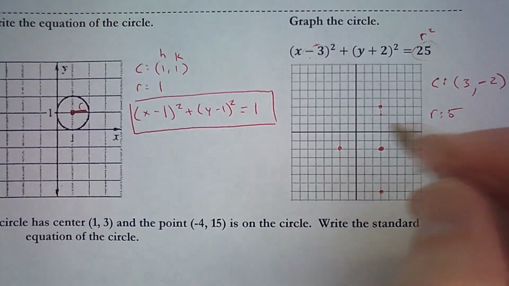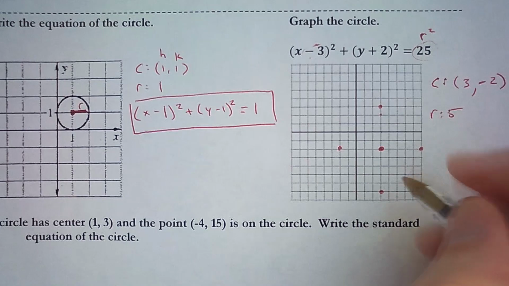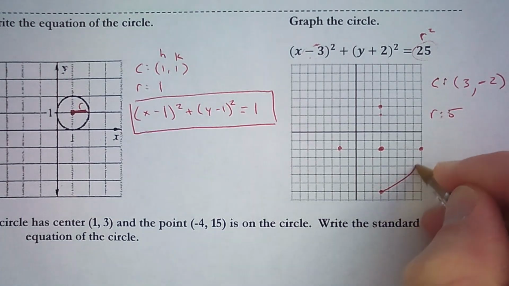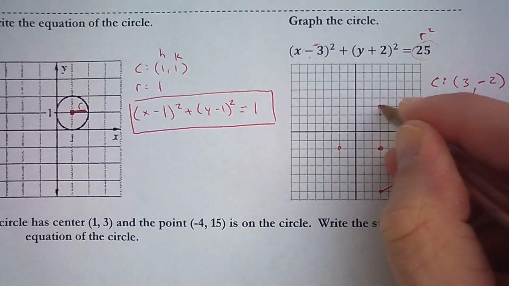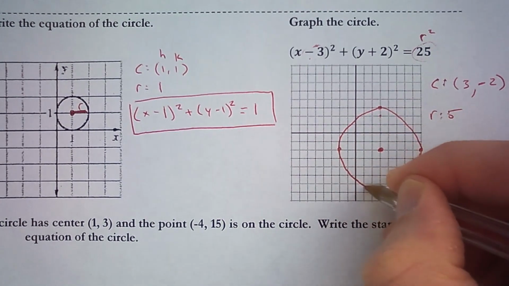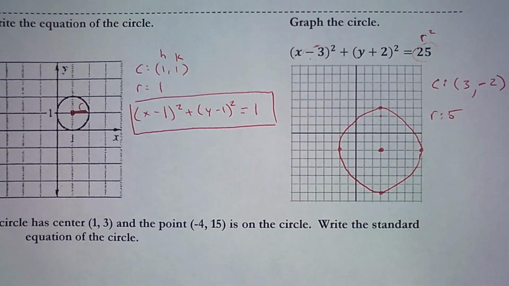Okay, so now we'll just do the best we can to make a circle out of those 4 points. It's not always easy to make a good circle, but we do the best we can with the points we're given.